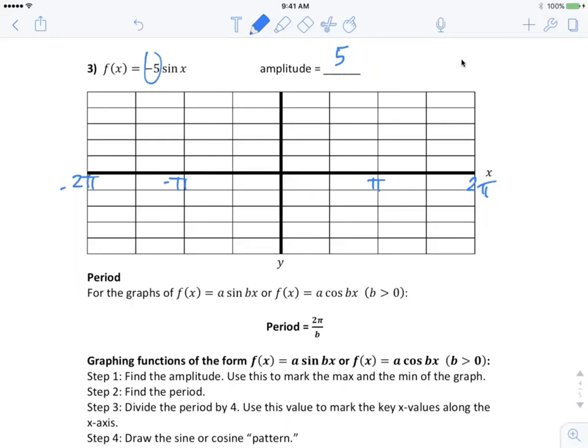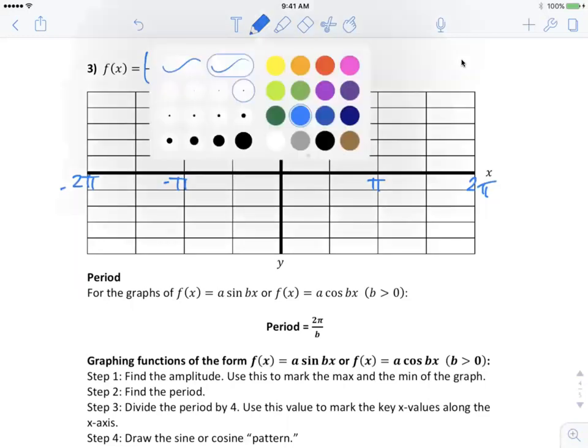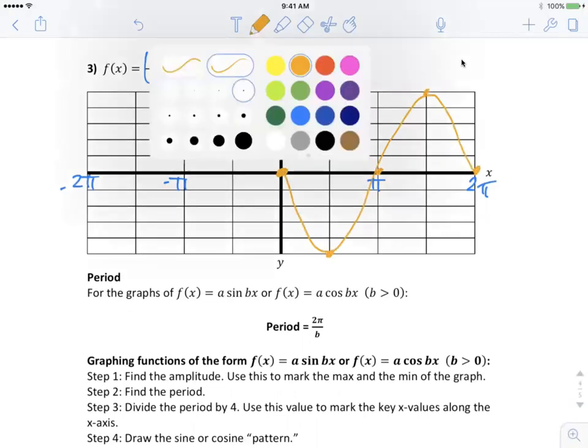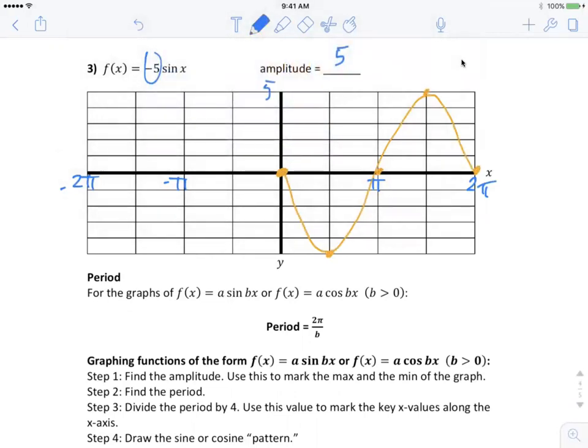So when I do my graph, let's do this one in orange for fun. Sine always starts in the middle. But now instead of going to the maximum first, you're going to go to the minimum. And then back to the middle, and then the max, and then the middle. Right? So there's the inverted version. And then this is 5. So I hit the max and min, so I should label that too.